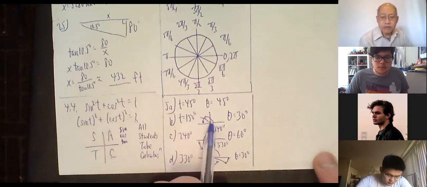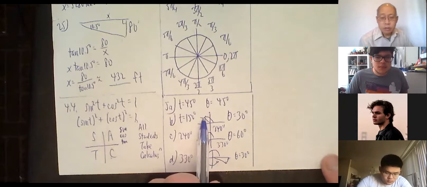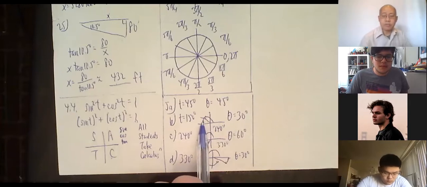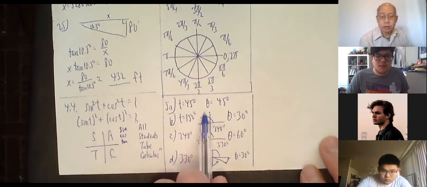Okay, B, 150 degrees is over here. That's in the second quadrant. So the reference angle is this angle, which is 30 degrees. That's called the reference angle. Again, it's the angle made with the x-axis, and the reference angle is always between 0 and 90 degrees, or 0 and pi over 2 radians.